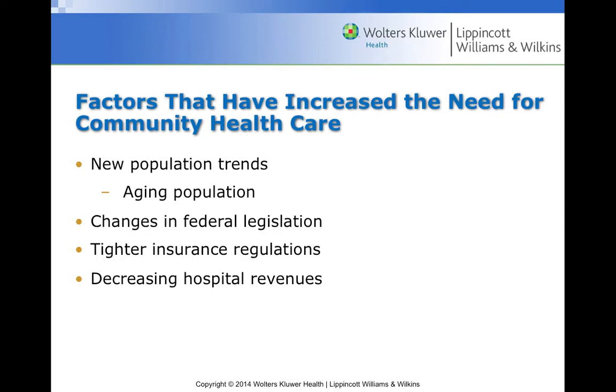And when we look at that, we focus on the population trends, the changes in federal legislation as spoken on before, when we talk about the decreases in reimbursement from Medicare and Medicaid, that focuses on the tighter insurance regulations, and then the decreasing hospital revenues, because if they aren't getting reimbursed, their budgets are decreasing yearly, and therefore they cannot afford to buy the things that they actually need and the things that will help us as nursing professionals care for our patients adequately.